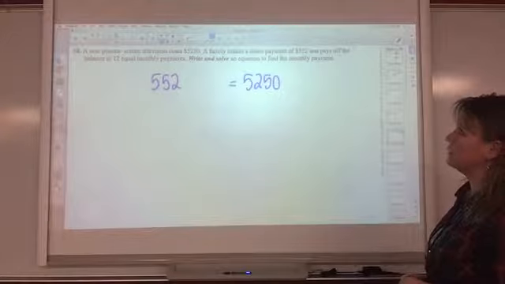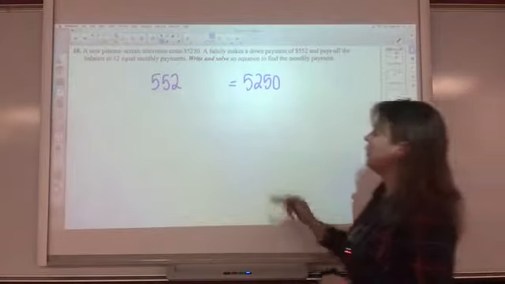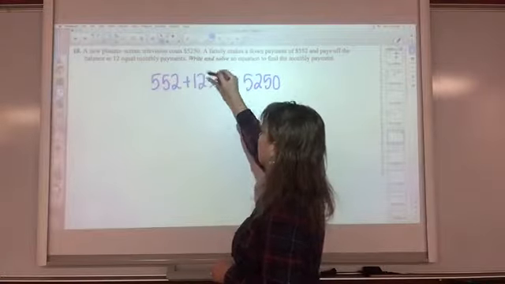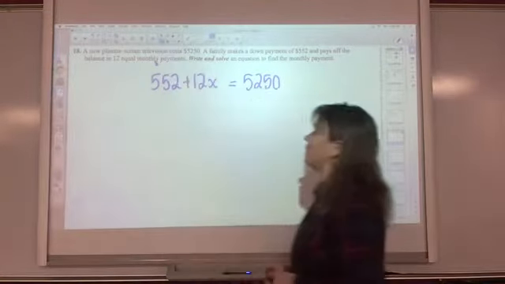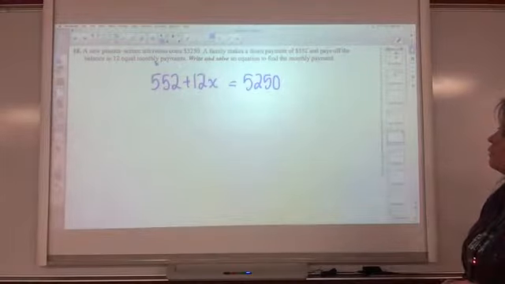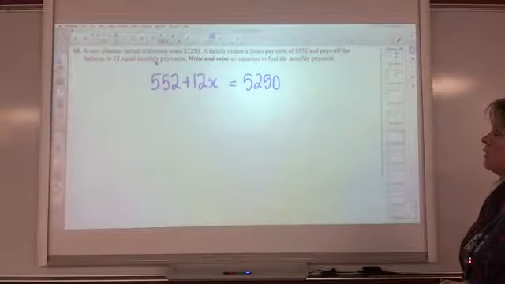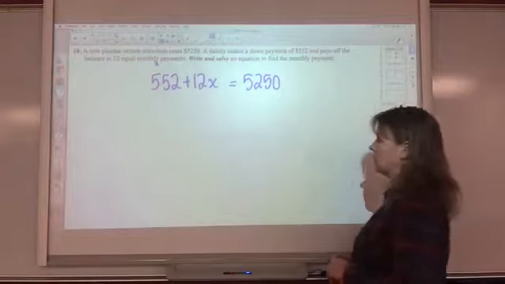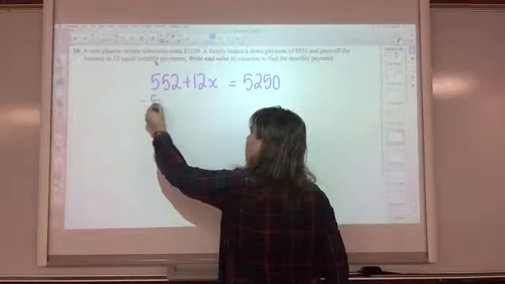Pays off the balance in 12 equal monthly payments. 12 payments, but we don't know how much those payments are. So that becomes our variable. Write and solve an equation. There's your equation. Down payment plus 12 monthly payments for the total cost of the TV. Subtract 552 from both sides.